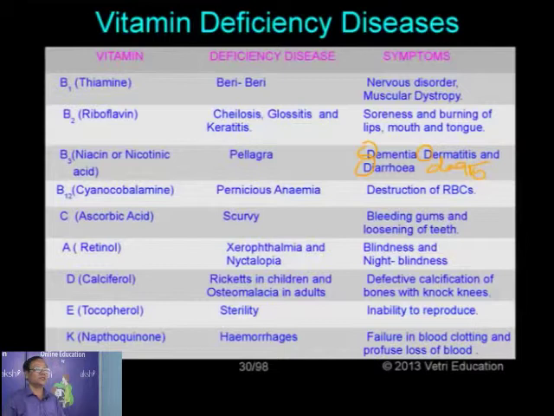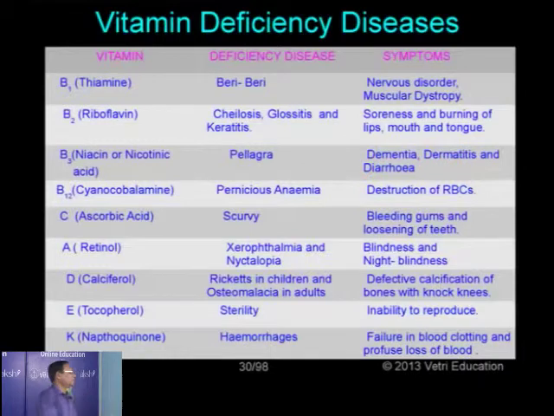Dementia, degeneration of the brain. Dermatitis, inflammation of the skin. Diarrhea, and finally the person dies. That's why it's called the 4D vitamin.